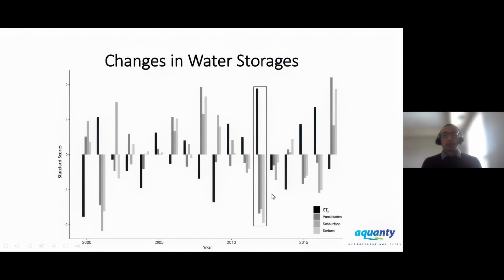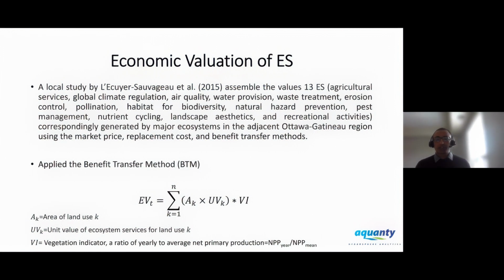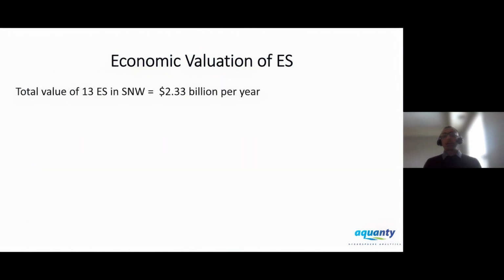Now, we have to economically link these changes in the storages, or use of the water towards ET, and finally towards ecosystem services with economic values. And for that, we have to economically evaluate the South Nation watershed. We have selected 13 ecosystem services from the watershed, and we have applied a famous approach called the BTM approach, which uses the land use types and the unit values. And we have economically evaluated the South Nation watershed, and we came up with a value of $2.33 billion per year.